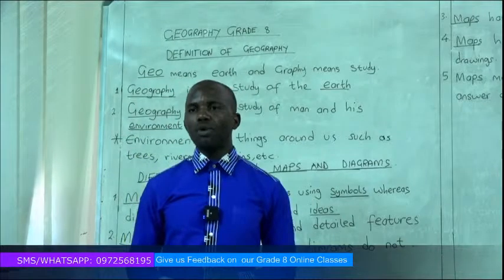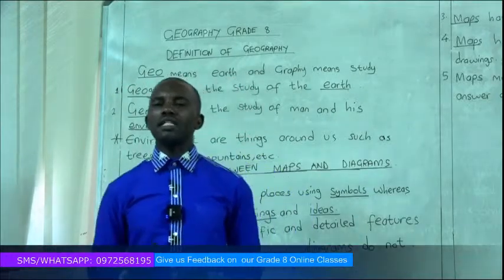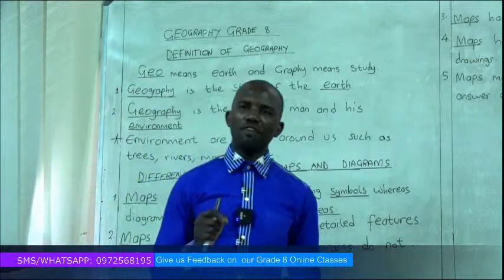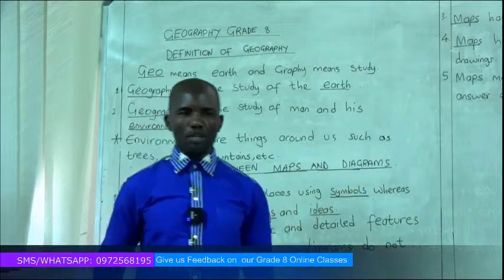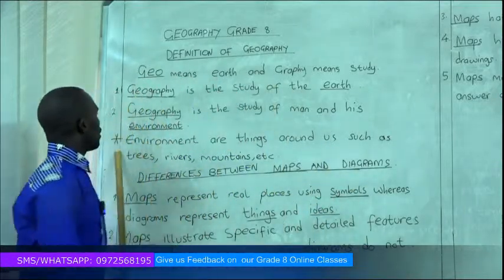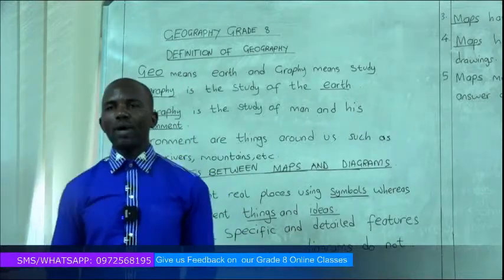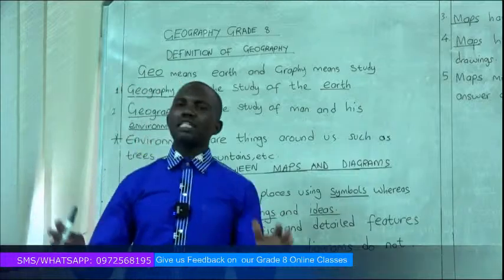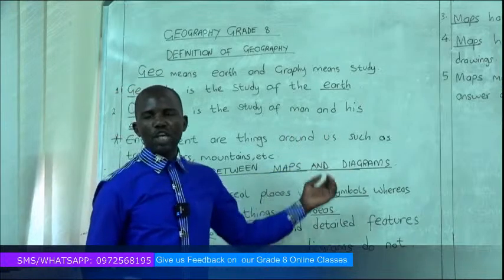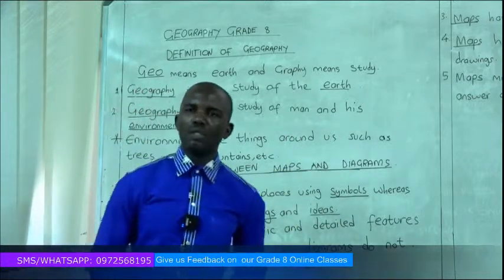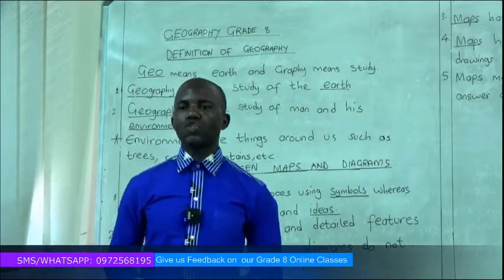Definition number two, which I'm going to give you today on the same word geography, you can simply say geography is the study of man and his environment. People may still ask, what does the word environment mean? The word environment means all things surrounding us. Examples of things that surround us include mountains, rivers, lakes, trees, and many other things.